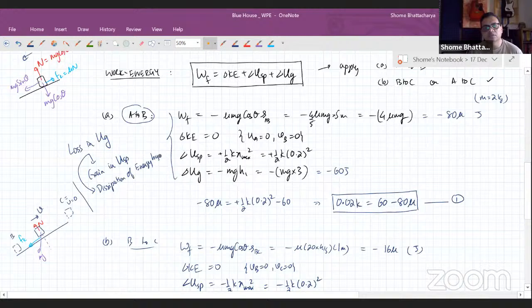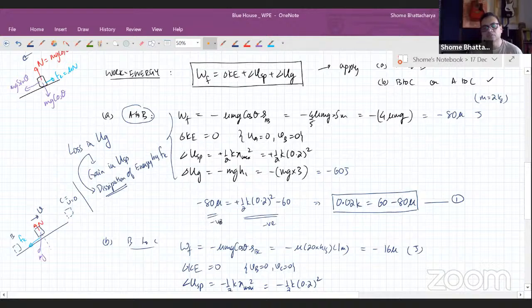by kinetic friction, because the work done by kinetic friction is negative. That means it dissipates energy from the system. There is loss of mechanical energy. So that is why the total loss in gravitational potential energy is greater than the gain in spring's potential energy. You can see that this side, the gain in spring's potential energy, this total thing is negative, no?